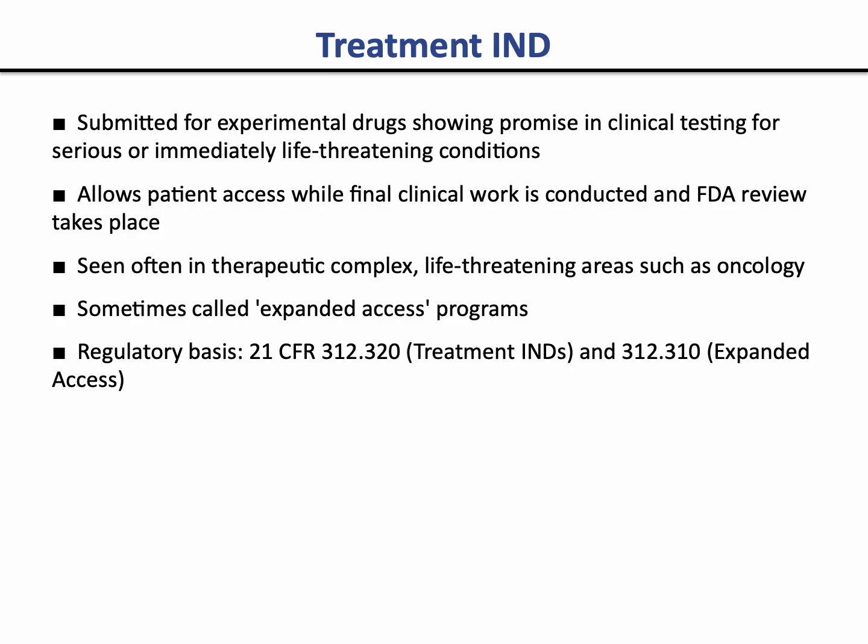Prior human experience. If the drug has been studied in humans before, perhaps in another country or by another sponsor, a summary of that experience is included. Clinical investigator information. Form 1572 for each investigator, along with CVs documenting qualifications. The clinical section must demonstrate that the proposed study is adequately designed to evaluate safety and, where appropriate, efficacy, while protecting human subjects.